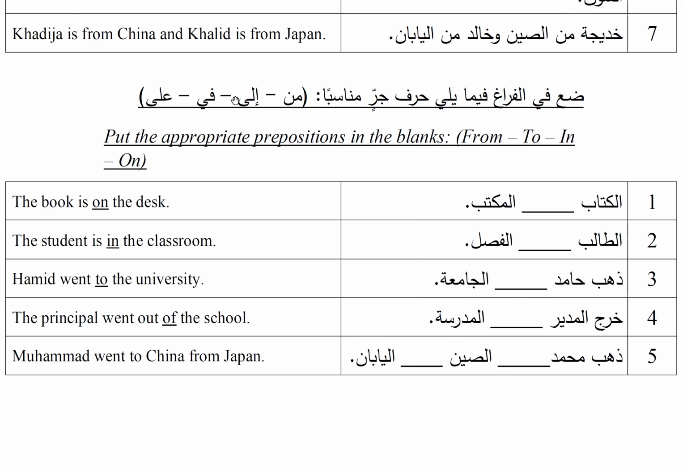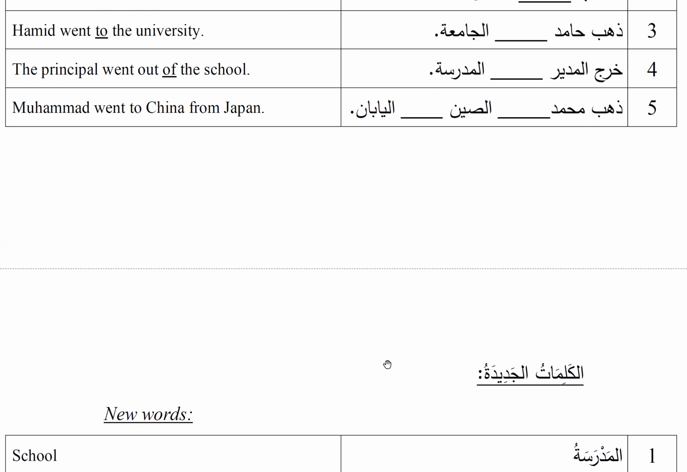Now this is to put the appropriate prepositions in the blank here. So we have min is from, ila, to, fi, in, and ala, on. So when you want to say the book is on the desk, we're going to say al-kitabu ala al-maktabi. On is ala. The student is in the classroom. At-talibu fil fasli. Hamid went to the university. So it's dhahaba Hamidun ila al-jami'ati. The principal went out of the school. Kharaja al-mudiru min al-madrasati. Muhammad went to China from Japan. Dhahaba Muhammadun ila as-Sini min al-Yabani.